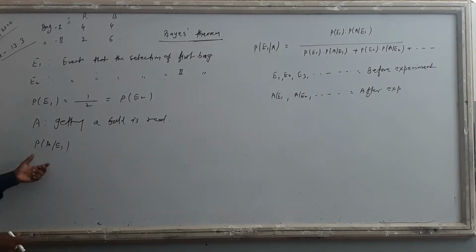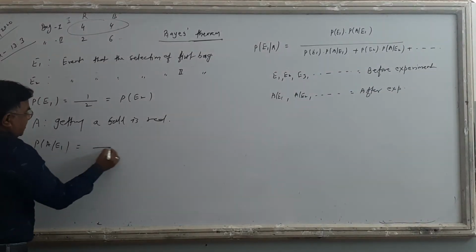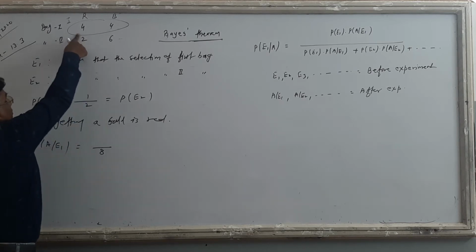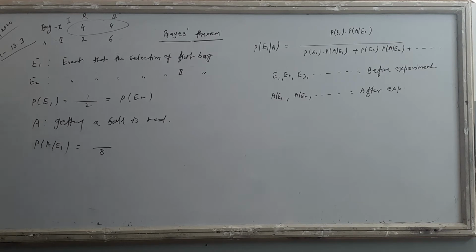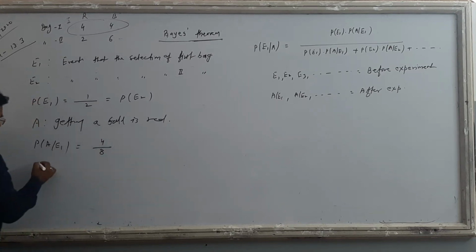A by E1 means you have to find the probability of a red ball from the first bag. The total number of balls is 8, and the red balls are 4. One ball out of 4 is 4C1, where selection is a combination, but the value of 4C1 is 4, so we directly take 4 by 8. Now find A by E2.